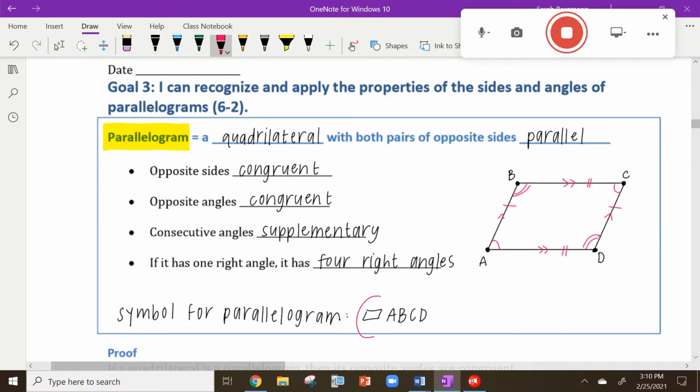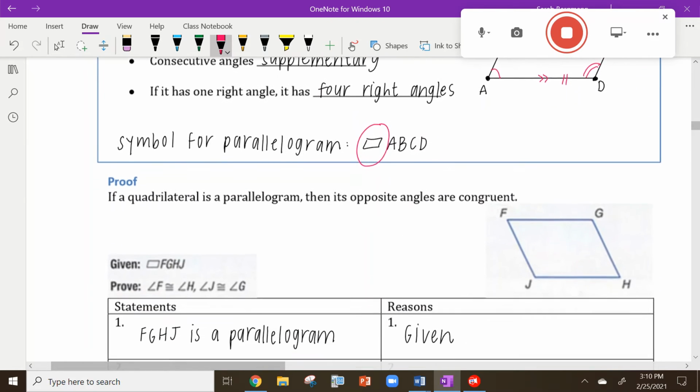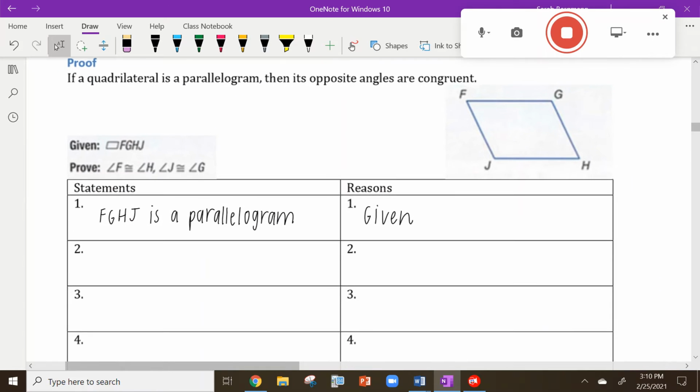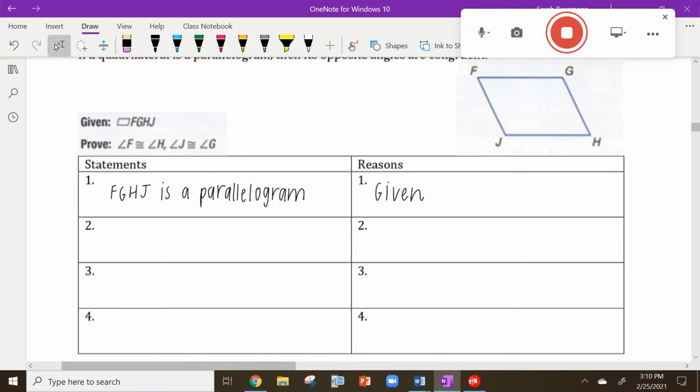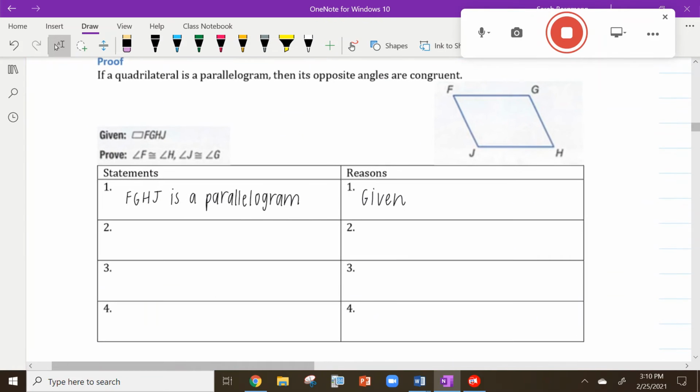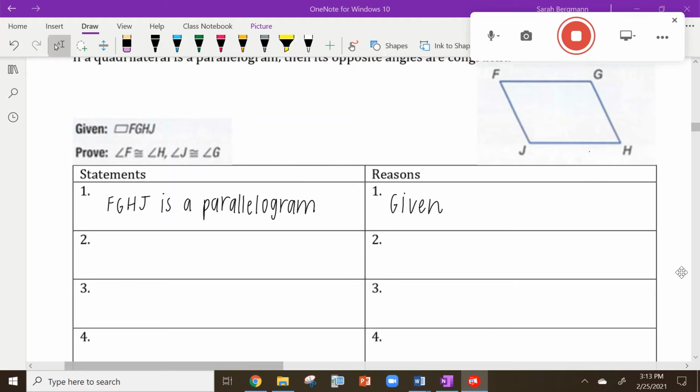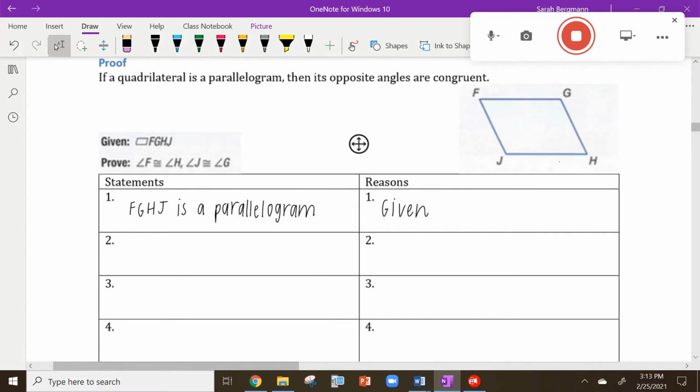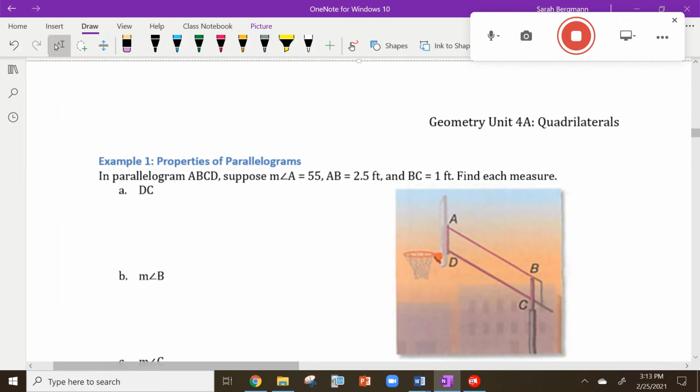The symbol for parallelogram looks like this. We can prove each of these properties to be true based on what we know about parallel lines. So if you are in honors geometry class, we will be looking at this proof tomorrow. If you're in CP geometry, just know that you could prove this if you wanted to.